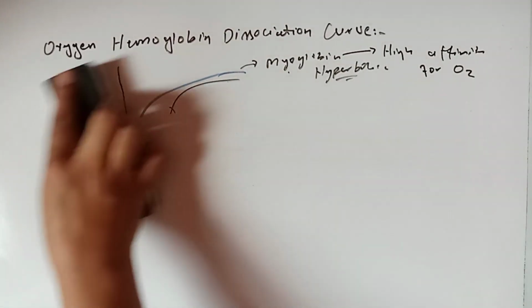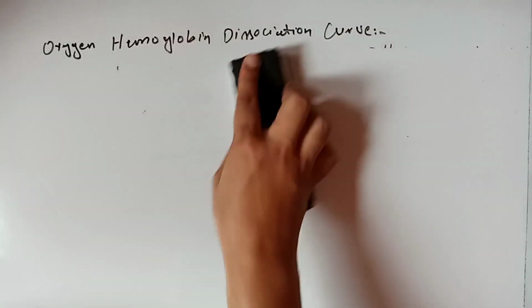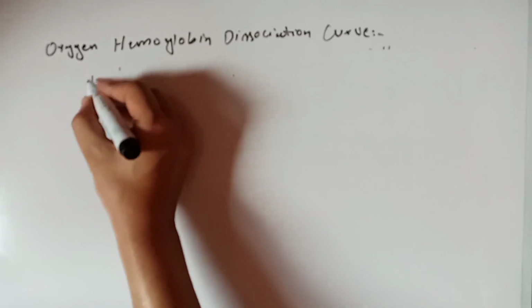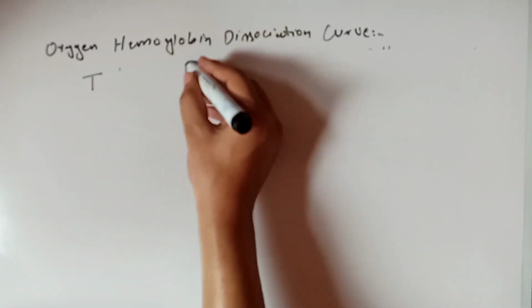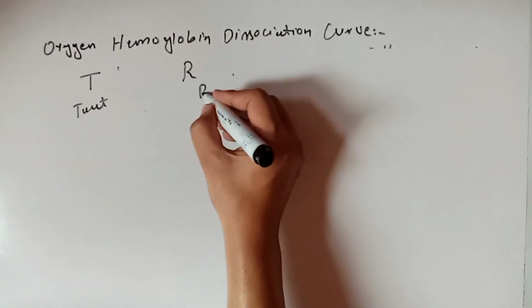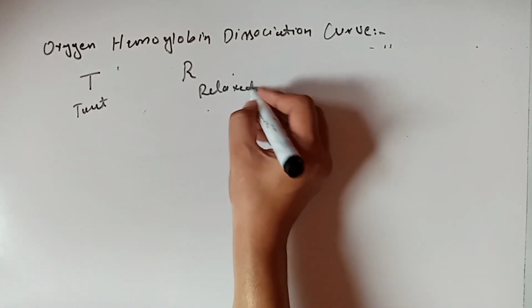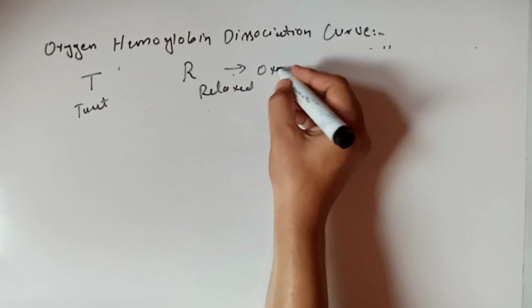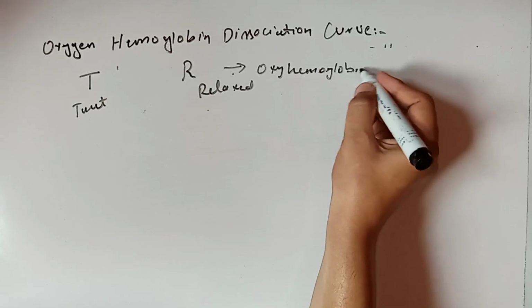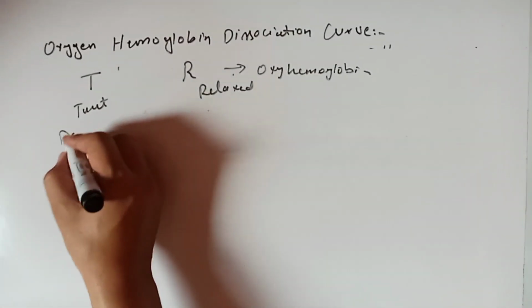Next, another thing we should know is that there are two forms of hemoglobin: one is the T form and one is the R form. The T form is the taut form and the R form is the relaxed form. The relaxed form is the oxyhemoglobin, which is bound to oxygen, while the taut form is deoxyhemoglobin.